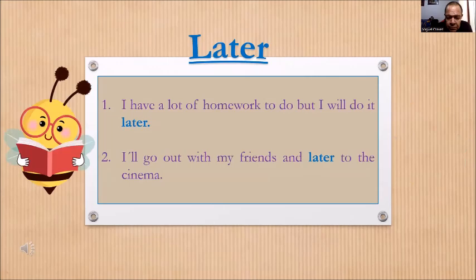Later. This will help you to express that an action will take place at some point in the future, and also to express actions that happen shortly after a certain event. For example, I have a lot of homework to do, but I will do it later. I'll go out with my friends and later to the cinema.